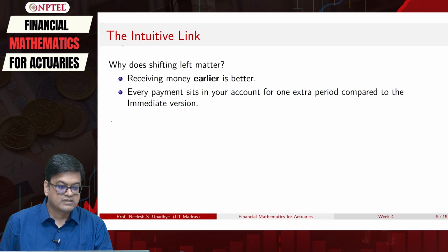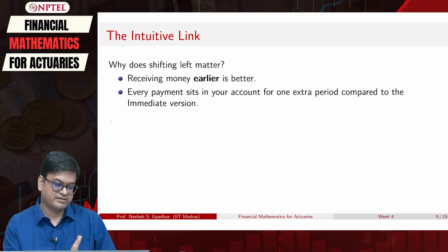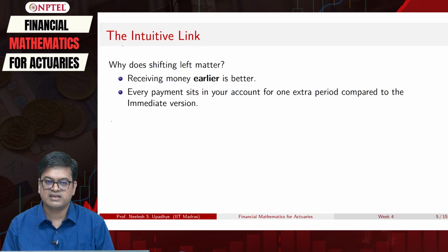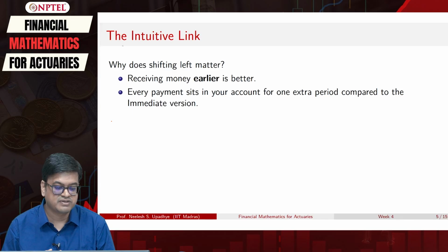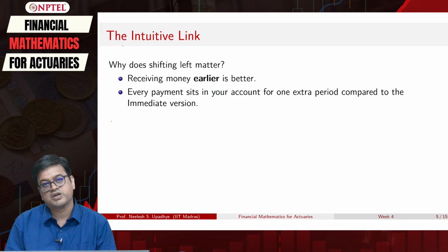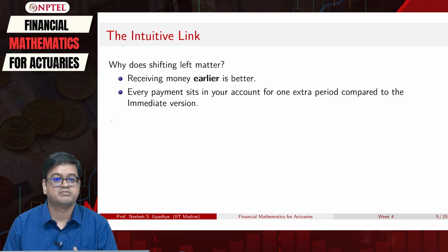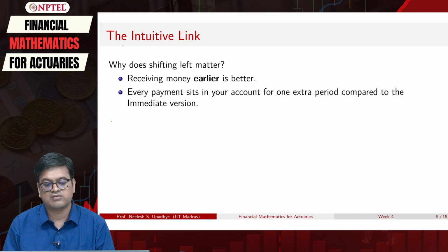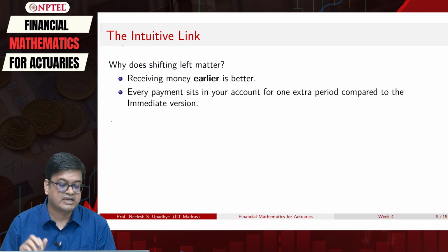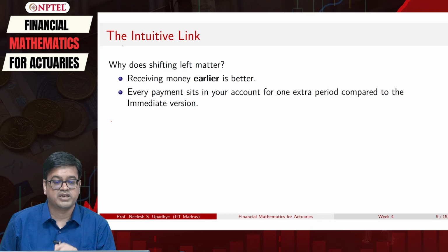Now the intuitive link is very clear. We are shifting to the left. So why does shifting to the left matter? It's very easy. We have more money in our pockets if we are on the receiving end. Receiving money earlier is always better, because for one extra period that money will sit in your account, and money earns money for itself. So every payment which sits in your account will earn one extra period of interest as compared to the immediate version. If you are on the receiving end, receiving this is very beneficial.